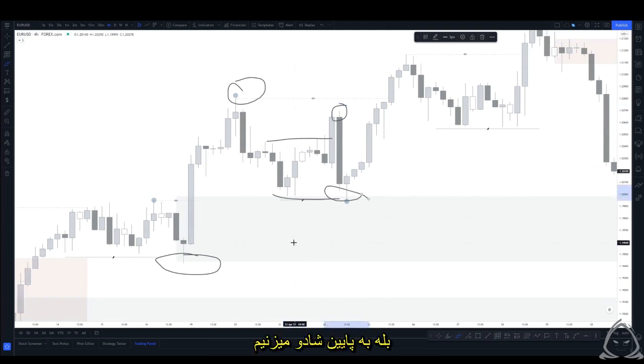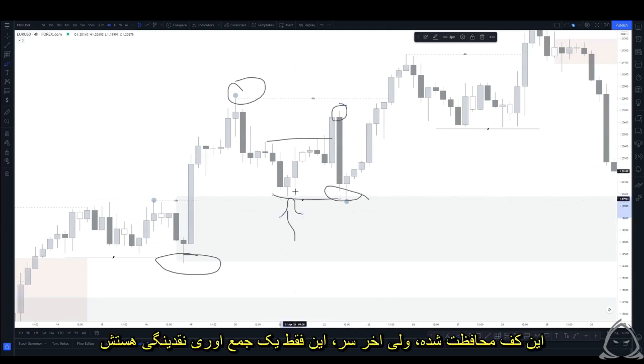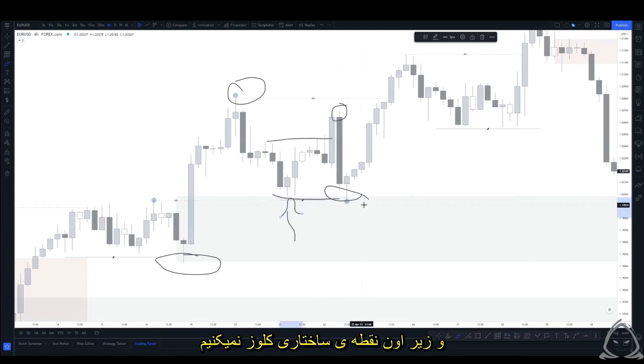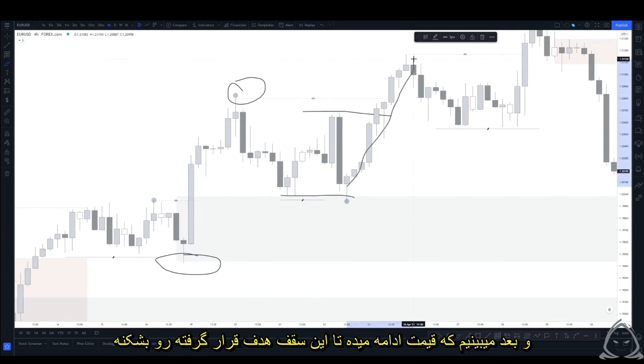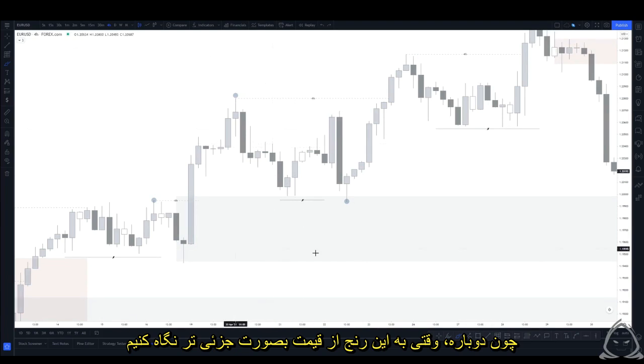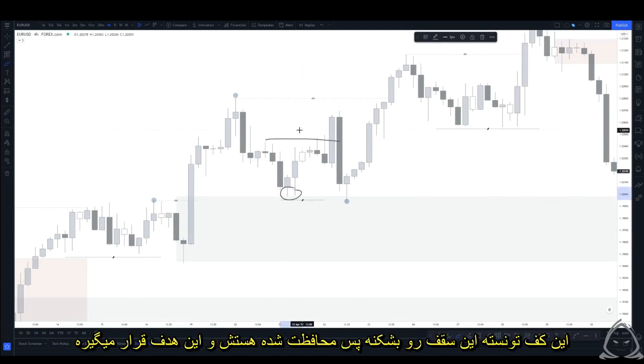Yes, we do end up spiking below this protected low, but at the end of the day, this ends up just being a little bit of a liquidity grab and does not break and close below that structural point. So therefore it is still a valid point of structure like this. And then what we see is price then continues to run this targeted high, because again, when we're looking at this range in price and looking at it granularly, from this perspective, this low was successful in taking out this high, therefore it is protected and this would be targeted.